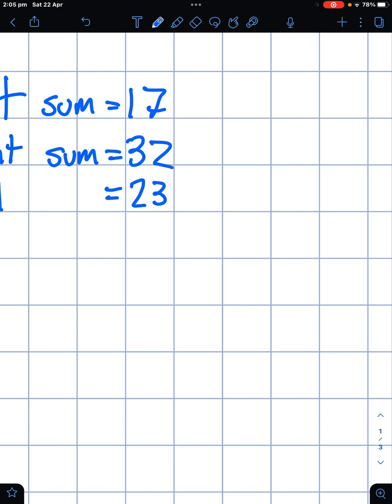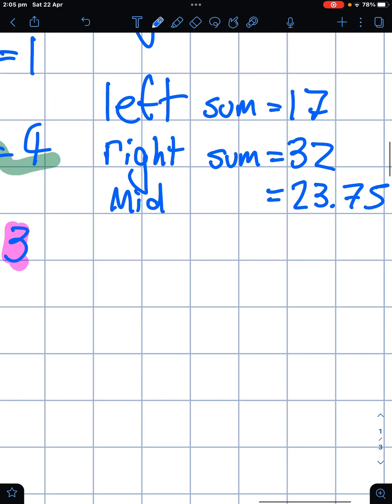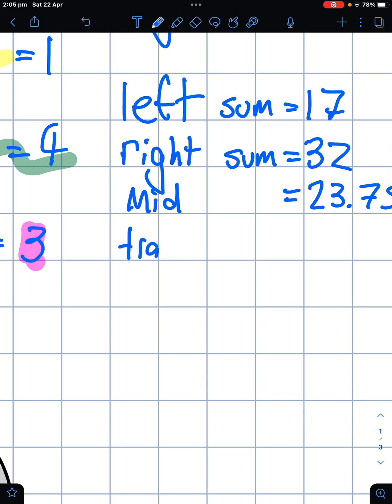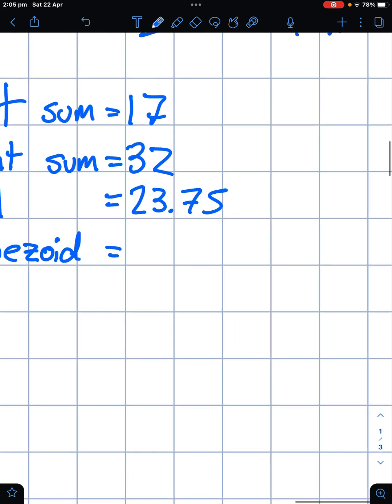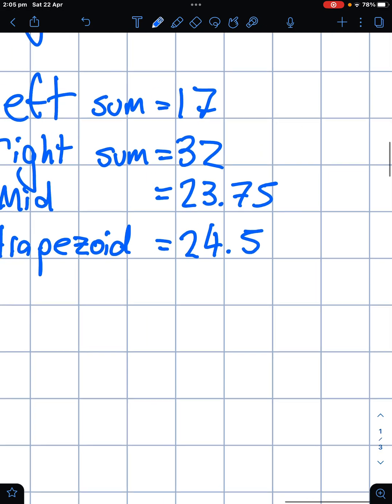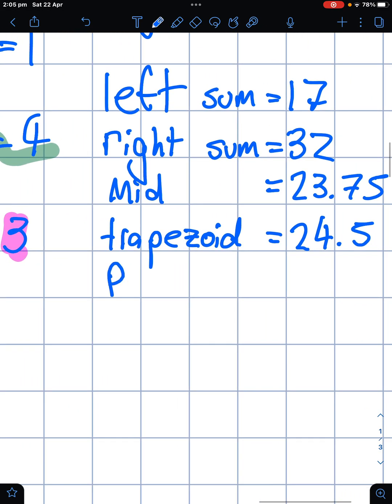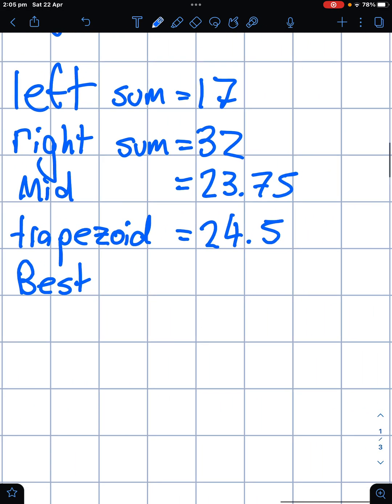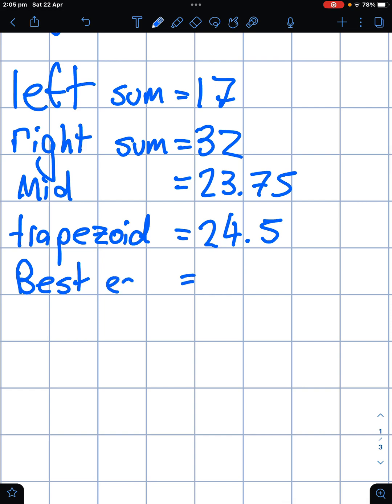So 23.75. So it does the midpoint one. And then the next one, it does a trapezoid, and that gives us 24.5. And the best estimate here is 24. It's sort of letting you know that using these shapes, these are the best ways to do it.